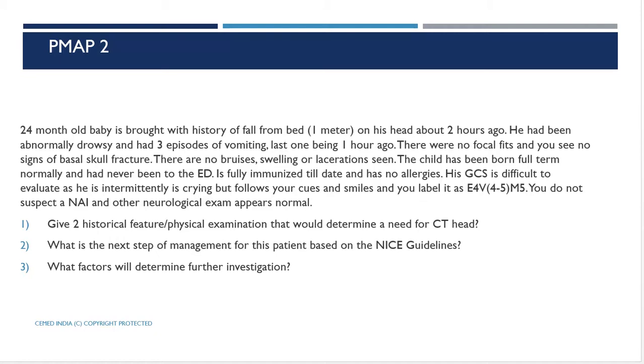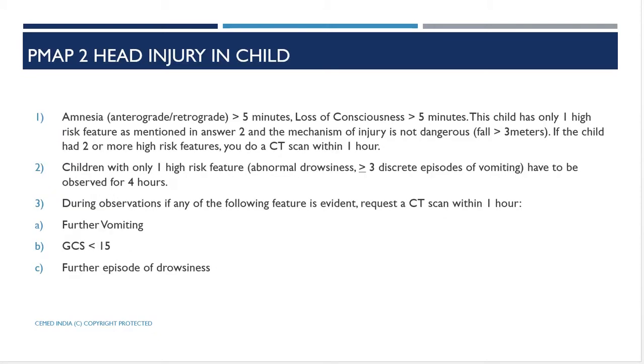So what you will say is amnesia more than 5 minutes, loss of consciousness more than 5 minutes. The child just has one risk feature. If you notice abnormal drowsiness and more than 3 discrete episodes of vomiting, each is a single feature.